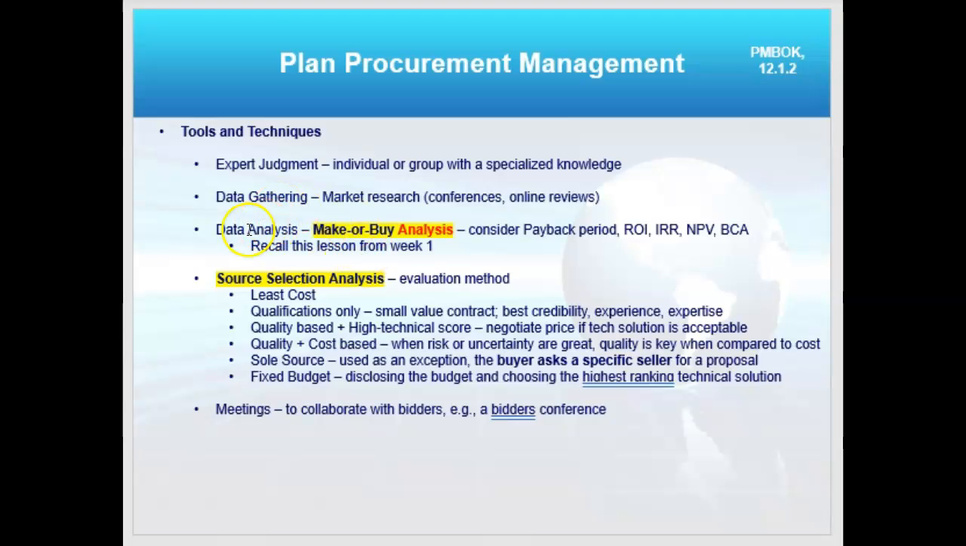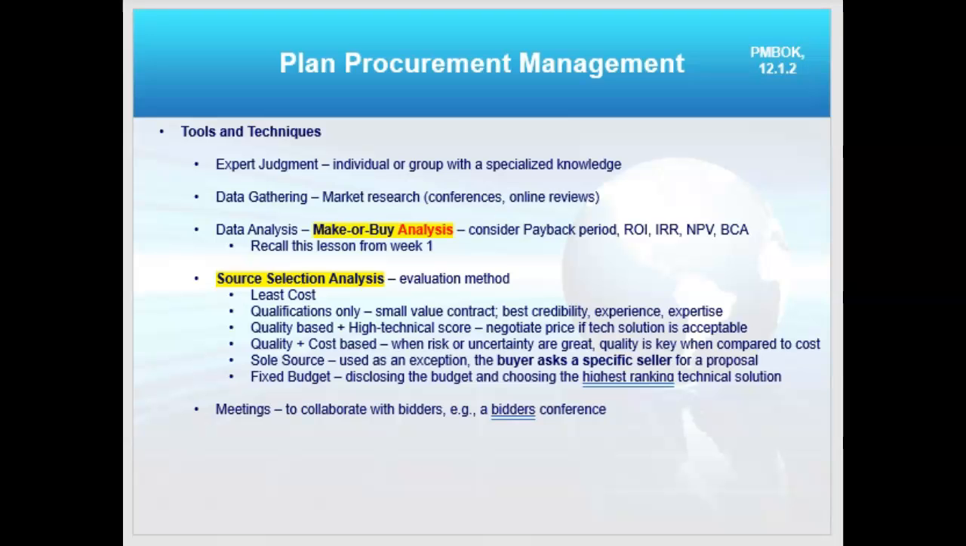And then I will do my own data analysis with the team and the procurement manager, and that's called a make or buy analysis. And that's actually going to lead to an output here in planning called a make or buy decision. But I'm using this analysis in the tool. And it's the same analysis that we talked about early on in the course: return on investment, internal rate of return, net present value, the benefit cost analysis, etc. Those are conversations from week 1, or the first lessons.